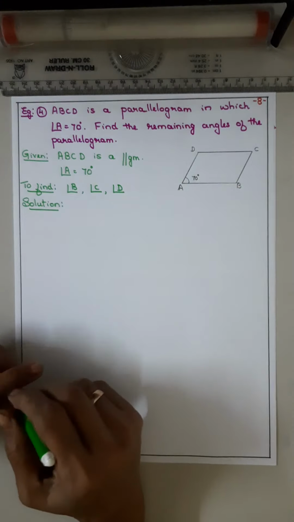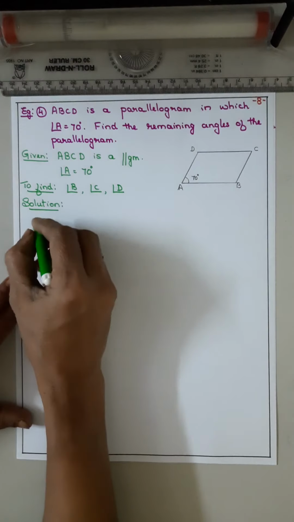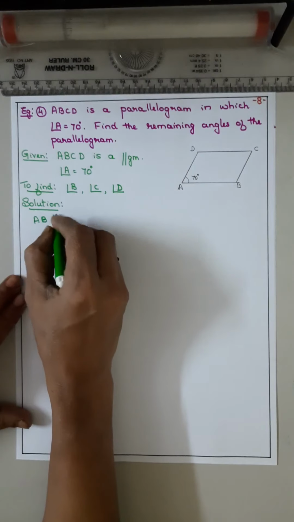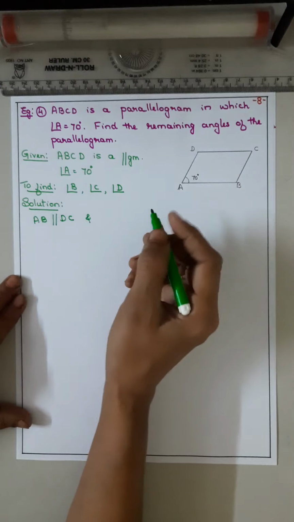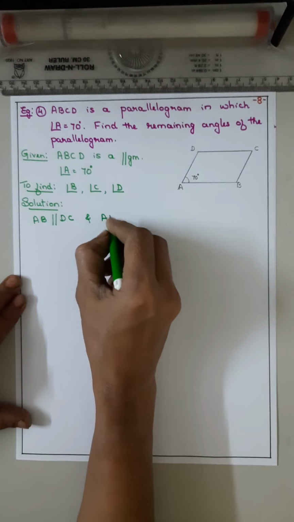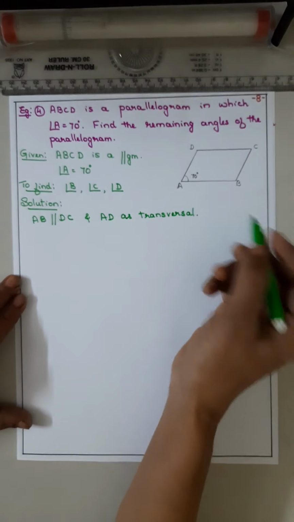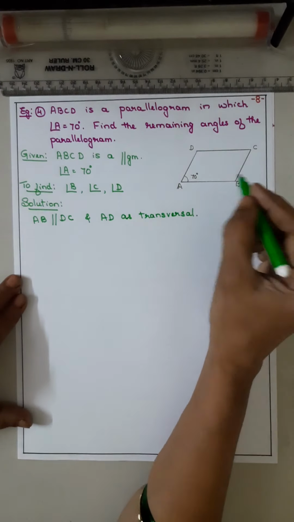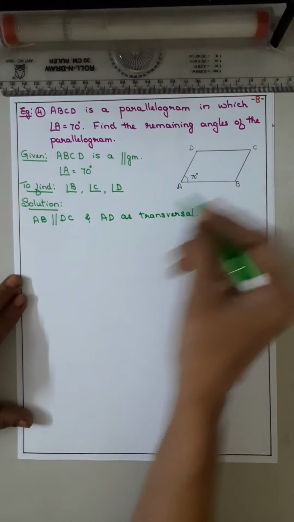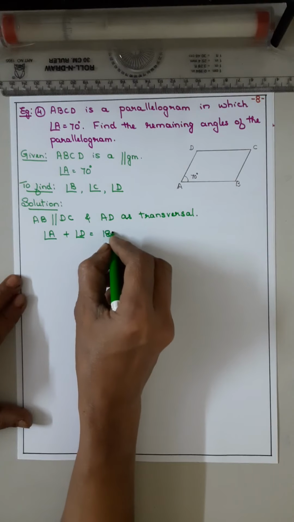AB is parallel to DC, isn't it? AB parallel to DC, and if you take AD as transversal, you remember the parallel lines rule, isn't it? AB parallel to DC and AD is the transversal. In that case, angle A plus angle D will be how much? 180 degrees.